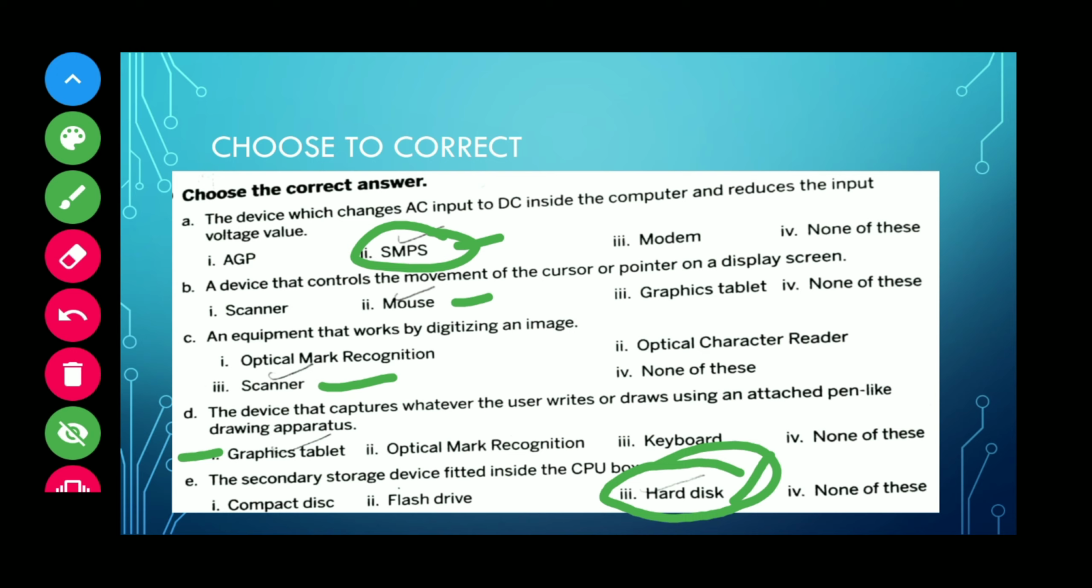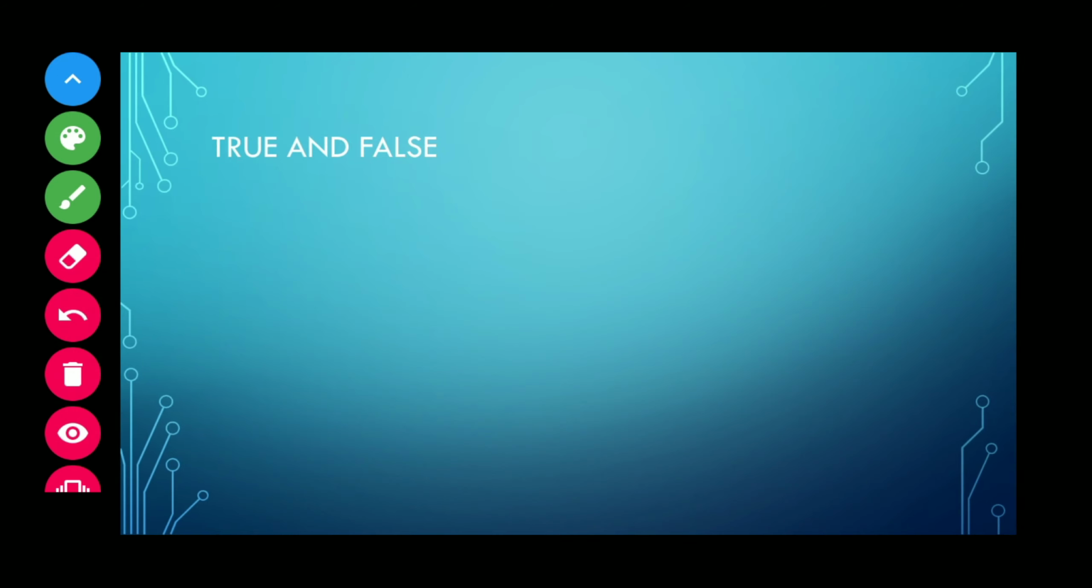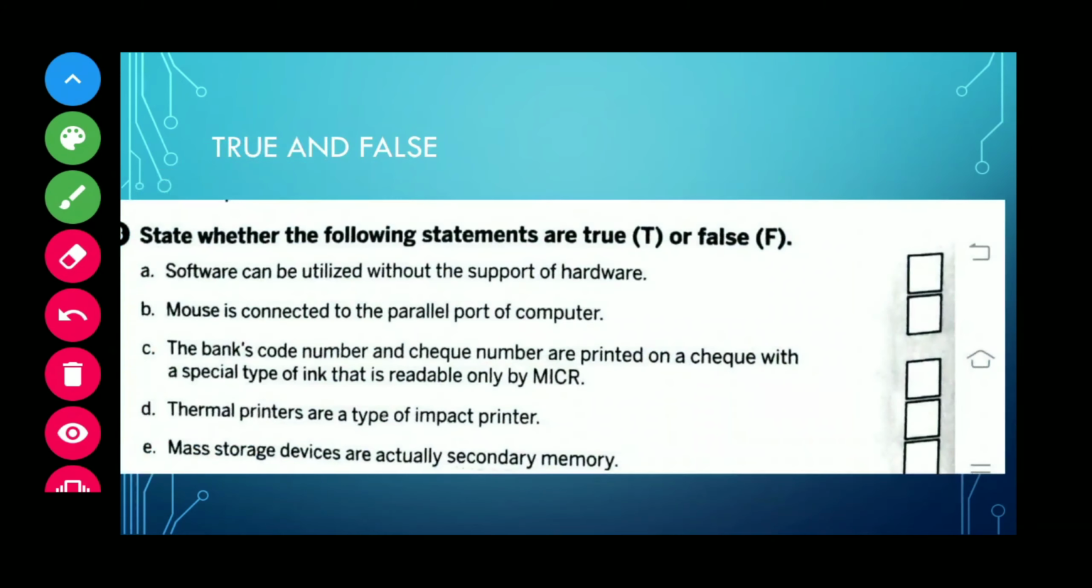We will do the next exercise, true or false. Software can be utilized without the support of hardware. False. We cannot use software without hardware, so we require hardware to use software. Then, mouse is connected to the parallel port of the computer. False.